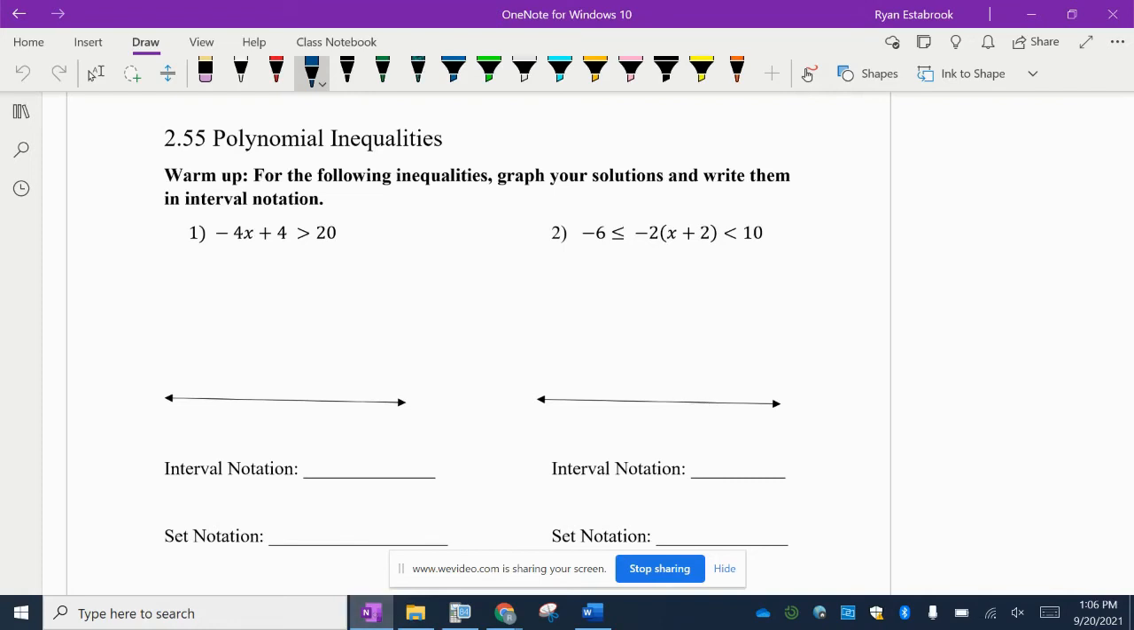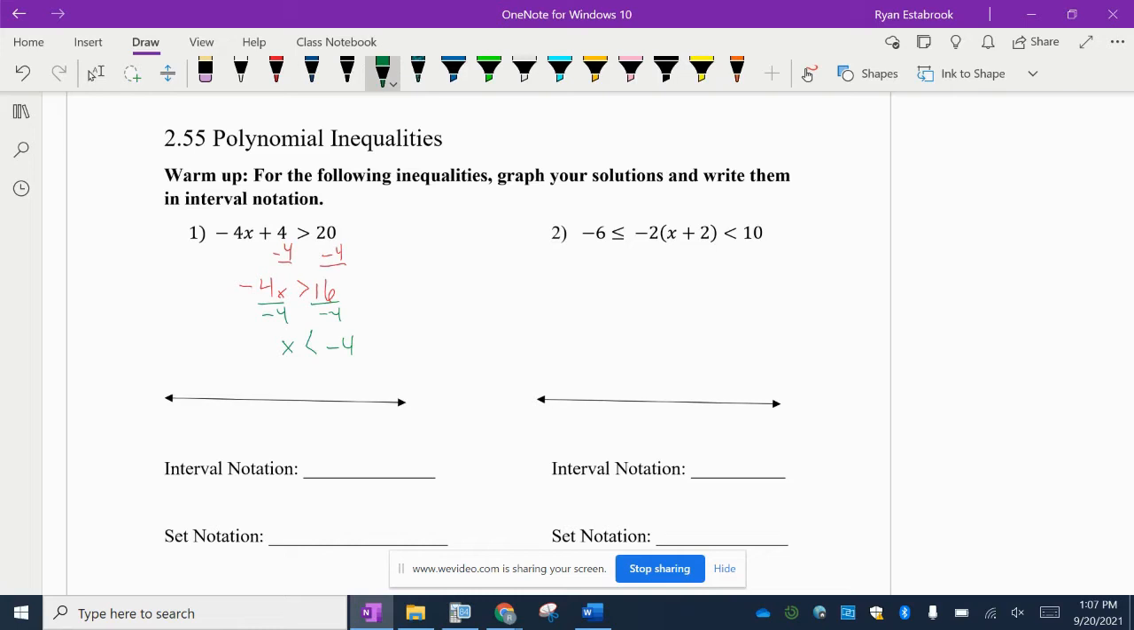All right, so in order to solve this first inequality, we are going to subtract 4 from both sides. That gives us negative 4x is greater than 16. And then the other thing we have to do here is divide both sides by a negative 4. And when you do that, you get negative 4 and x. But whenever you're multiplying or dividing by a negative, you have to change the sign. So make sure you remember to do that.